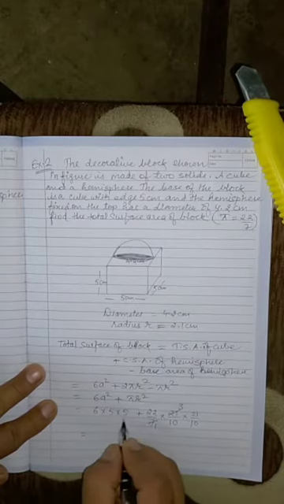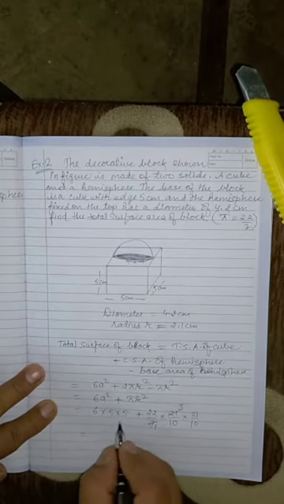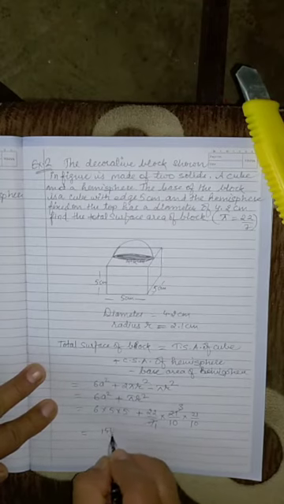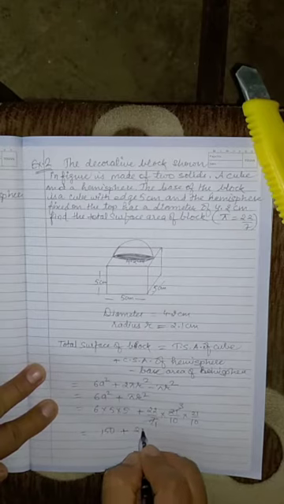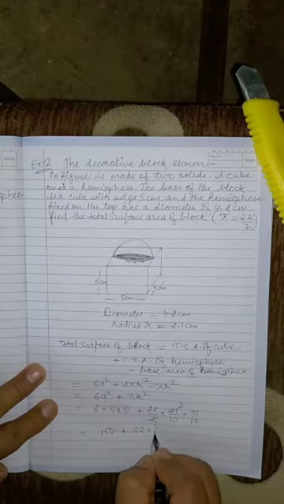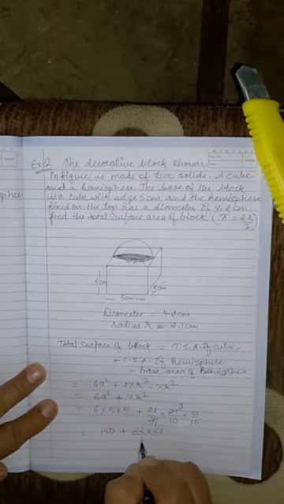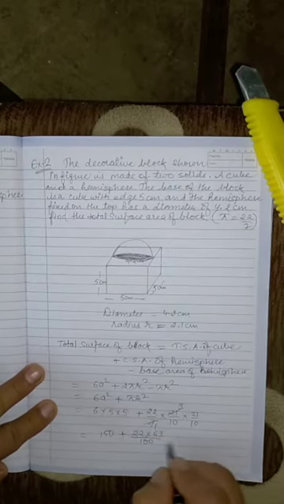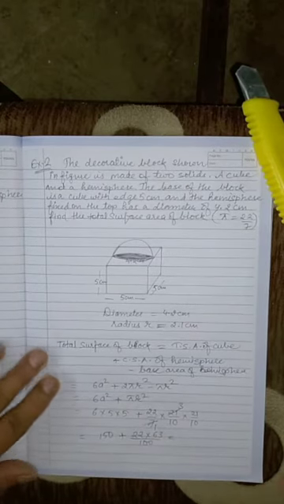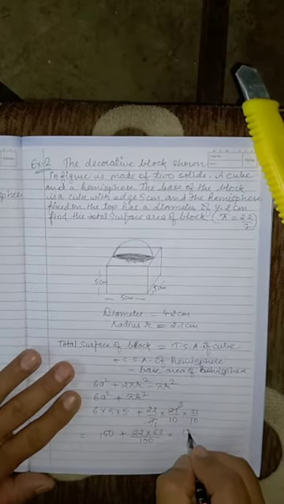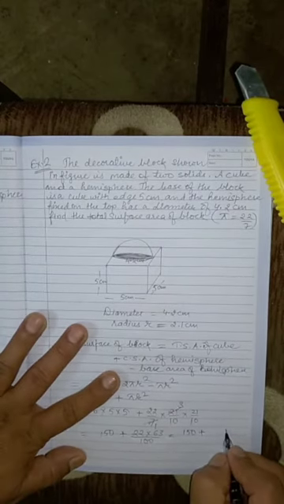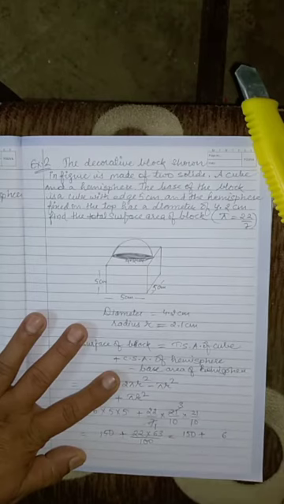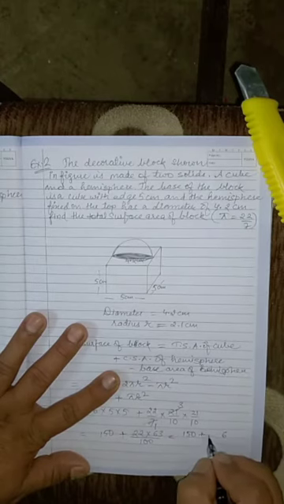So here 6 into 5 into 5 is 150 plus 22 into 63 upon 100, that is equal to 150 plus multiplying 22 into 63, 1386 upon 100.